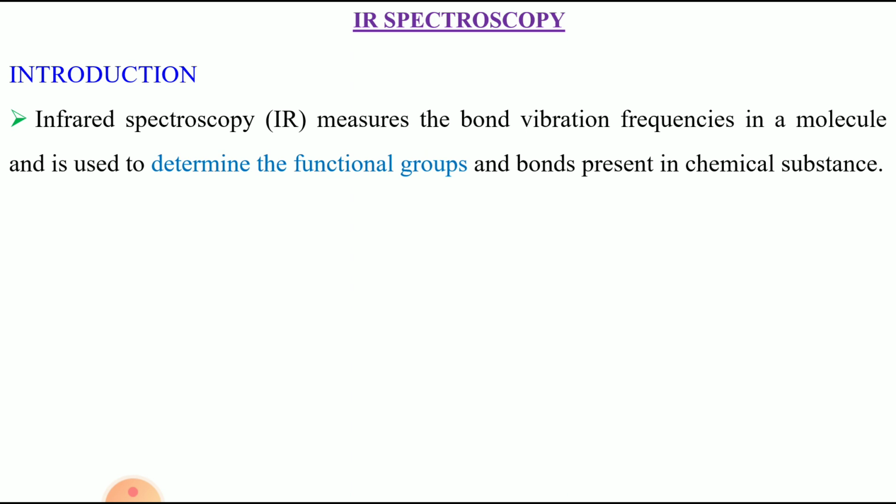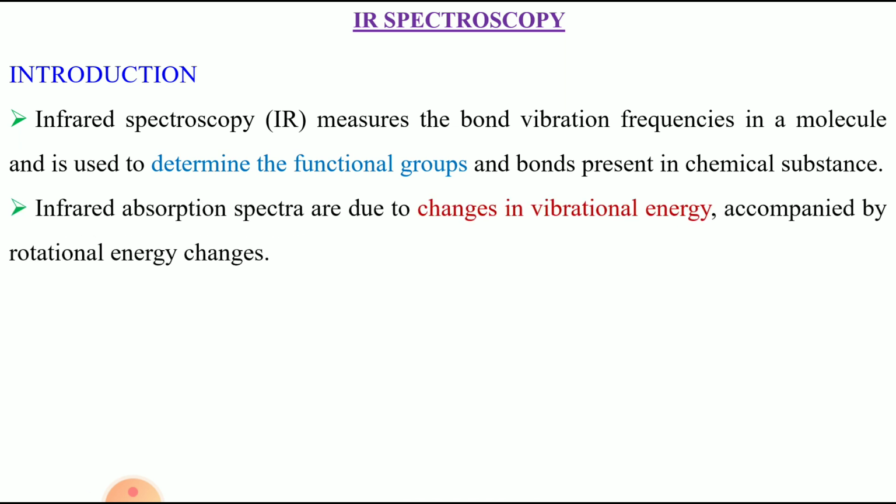Suppose I give you an unknown compound, you can identify the compound by determining its functional groups. It is also used for determination of what type of bonds and what type of functional groups are present in the given molecule. Infrared absorption spectroscopy is due to the change in the vibrational energy, and it is accompanied by rotational energy changes. So when we give IR radiation to the compound, there is a change in the bond vibrational frequency of the compound. There is a change in the vibrational energy of each and every bond present in the molecule.